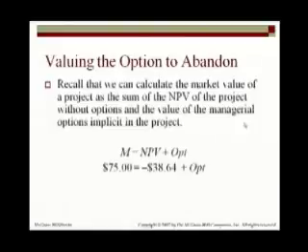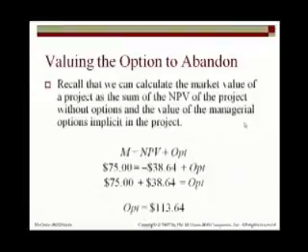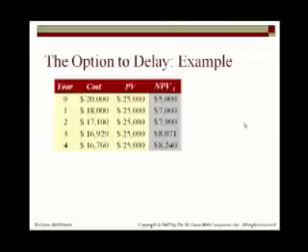So the option, if we do a little calculation, must be worth $113.64. And if you calculate that, that'll be the present value of 1/2 the salvage. Now here's an example of an option to delay.